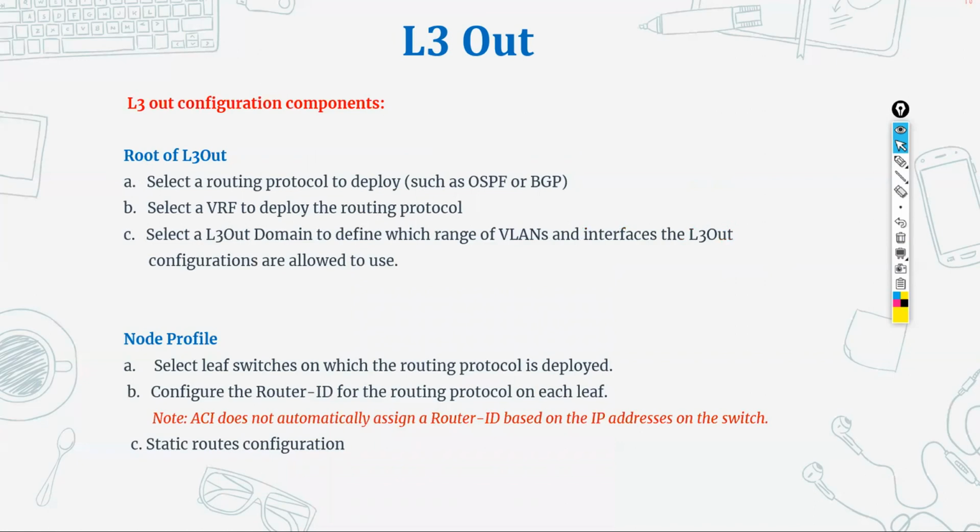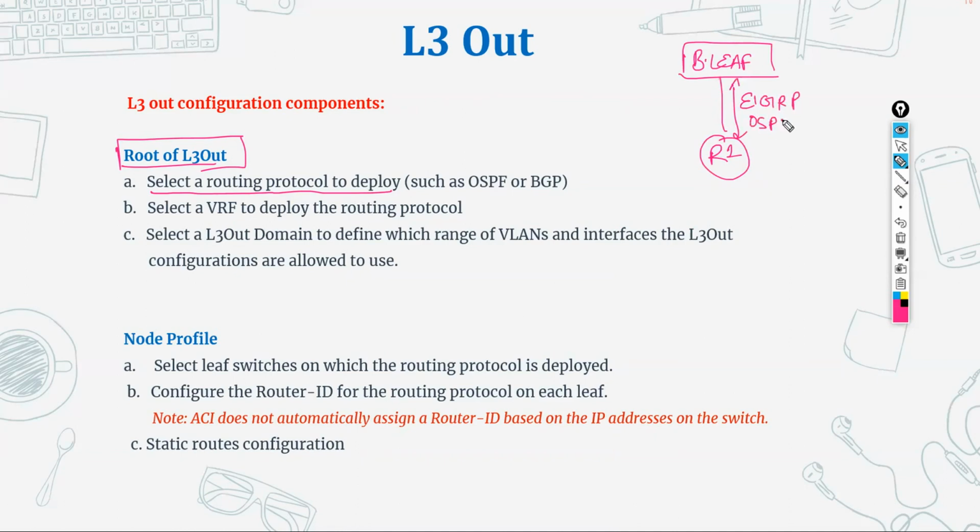Now, if you talk about the Layer 3 Out configuration components, we have different components. First of all, we have the root of the Layer 3 Out. It means that in this section there are multiple options that will be selected while configuring the Layer 3 Out. First of all, we select the protocol to deploy. Let's say this is our border leaf, and we are going to connect it to the outside world. Let's say this is some router on the outside. Between the border leaf and the router, we need to select one routing protocol: either EIGRP, OSPF, or BGP, as we discussed, or static routing if you want. So we need to select some routing protocol to deploy here.